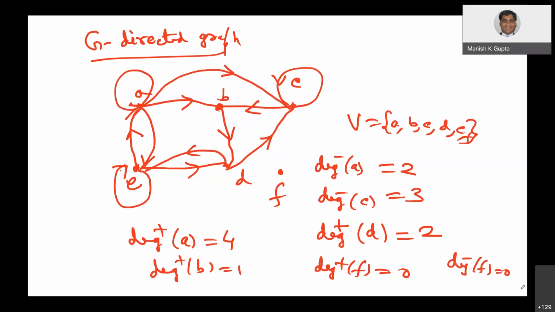Sir, suppose there is an undirected edge from F to E, will it be considered a directed graph? No. For a directed graph, each edge should have a direction. Then it can be called a multigraph, right? Yeah, I think so. Normally, for a directed graph, we always look at each edge having a direction. That is a simple definition.